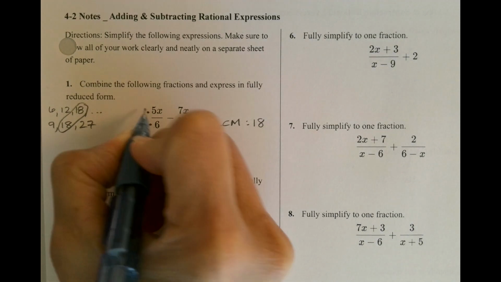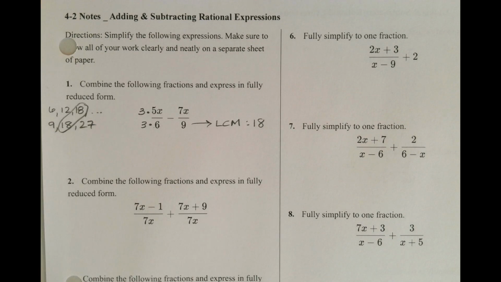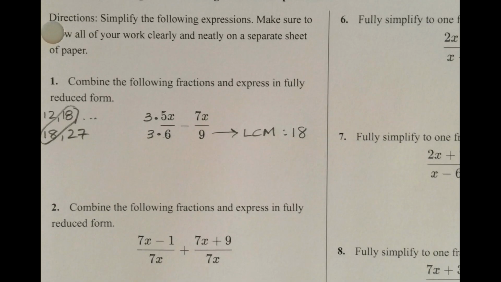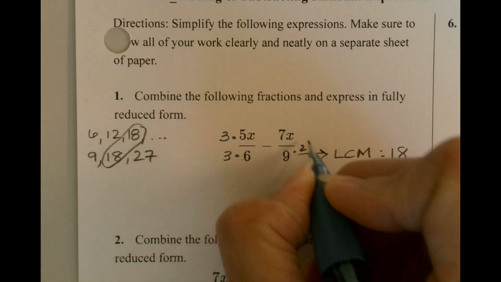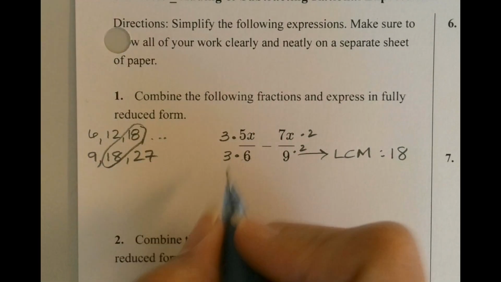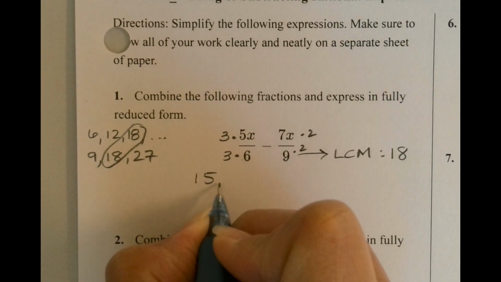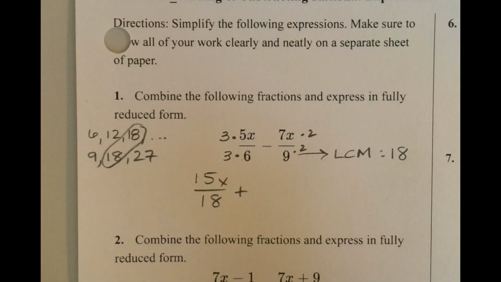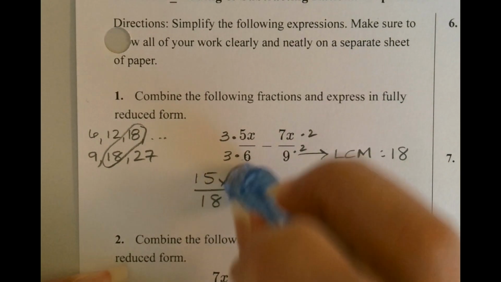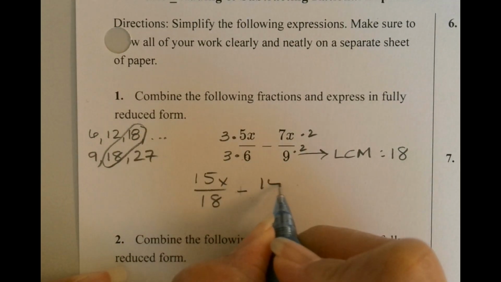3. And whatever I do to the denominator, I've got to do it to the numerator. The same thing with the next one. What are we going to multiply 9 by? 2. So let me make this a little bit bigger so that it's easier to see. All right, there we go. We need to multiply 9 by 2, so I'm going to multiply by 2. Make sure you do it to both top and bottom. So in this case, 3 times 5x will be 15x over 18. 7x times 2, and I put a plus, I meant minus, 7x times 2 would be 14x over 18.